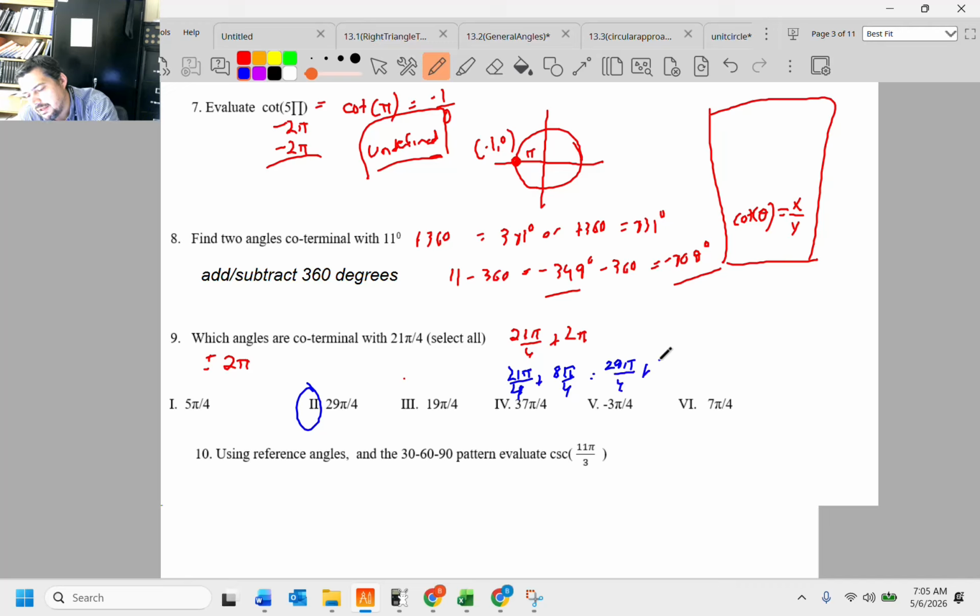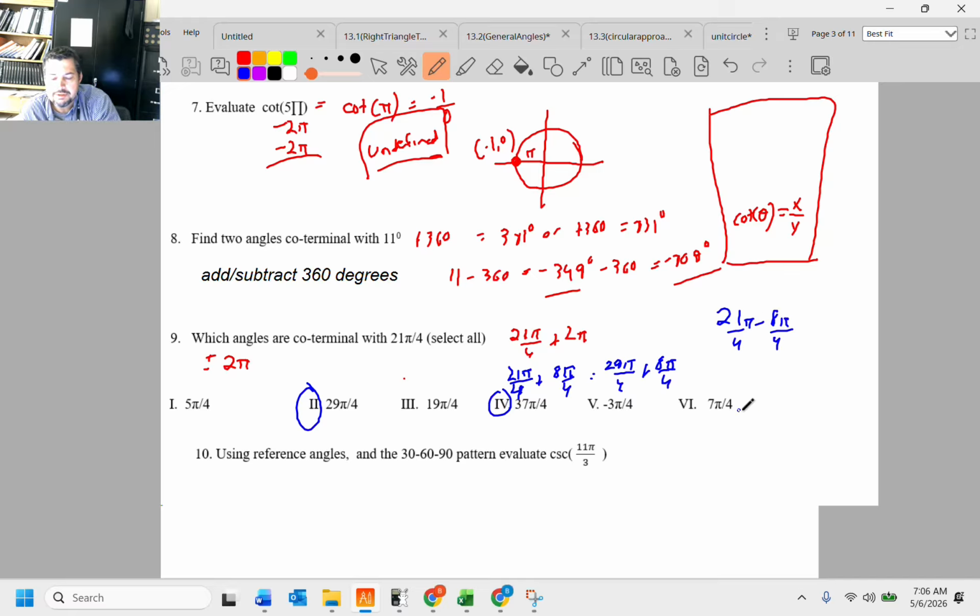Now, if I was to add another 8 pi over 4, I'd have 37. That's how it works. And I'm not going any higher. If I look at this, I don't see anything higher than 37, so I'm not going to bother adding 2 pi anymore. Other way around here would be to take your 21 pi over 4 and take away 2 pi, which is also known as 8 pi over 4.